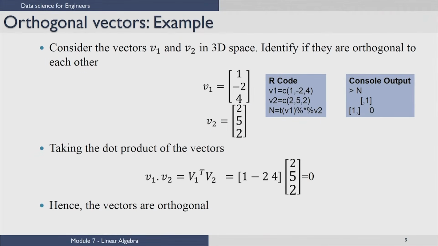Let us take two vectors in 3 dimensional space. Let us say I have one vector which is (1, -2, 4), and I have the other vector which is (2, 5, 2). If I take a dot product between these two, which is V1 transpose V2 or V2 transpose V1, both will be the same. I have V1 transpose which is (1, -2, 4), and this is (2, 5, 2). This will be 1 times 2 minus 2 times 5 plus 4 times 2, and you will see that goes to 0. So, we say that these two vectors are orthogonal to each other.